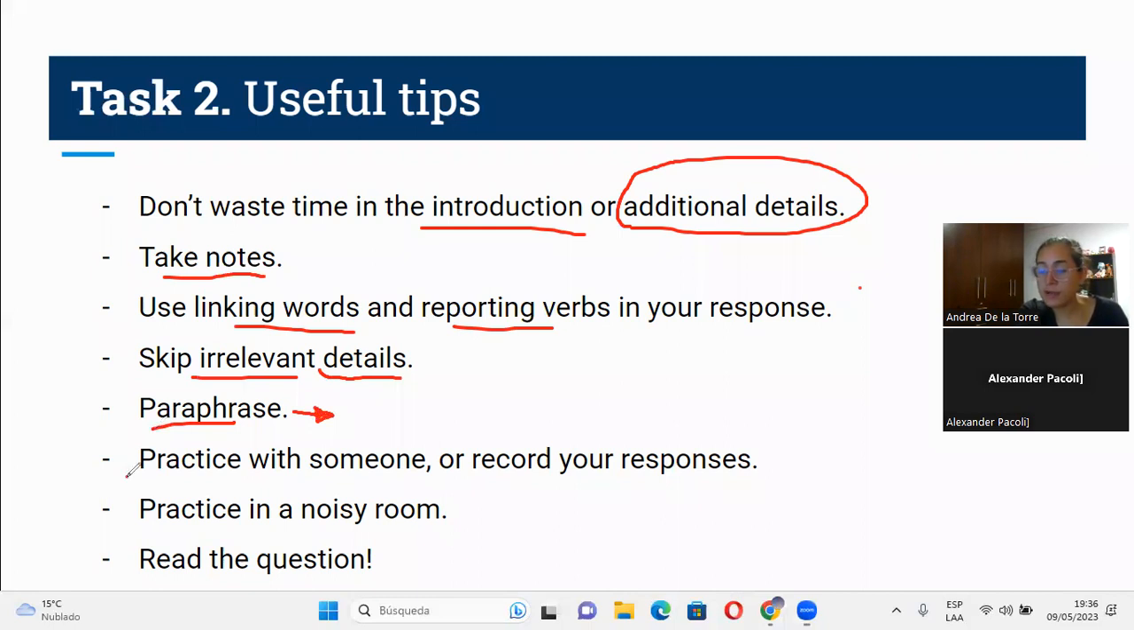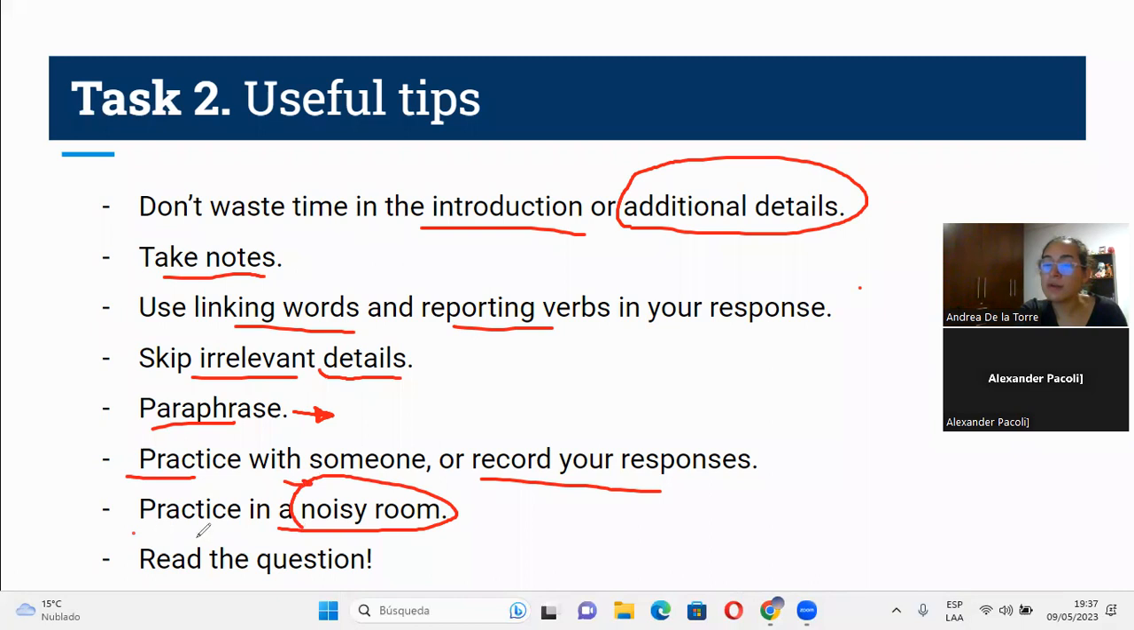Practice, obviously, and practice with somebody that can maybe give you feedback. And if you don't have anybody to practice with, you can always record your responses and see how you're doing. If you're going to take the test in a test center, make sure that you practice in a noisy room, because when you take it in a test center, there's likely going to be other people there and that can be distracting. So practice with distractions.